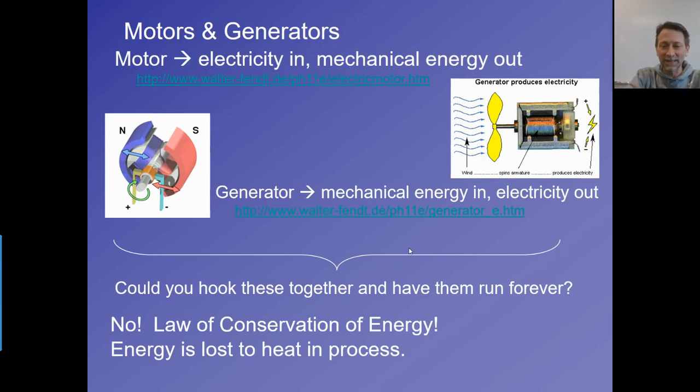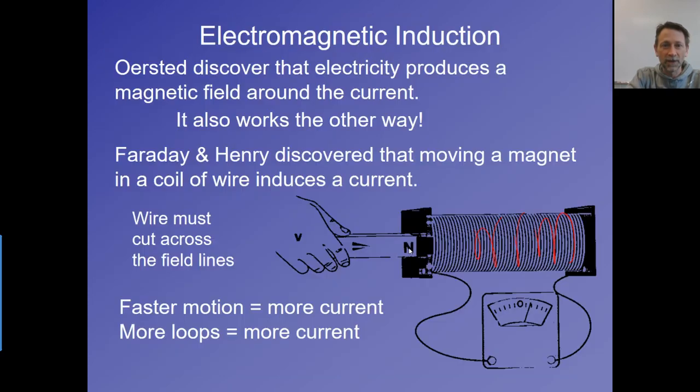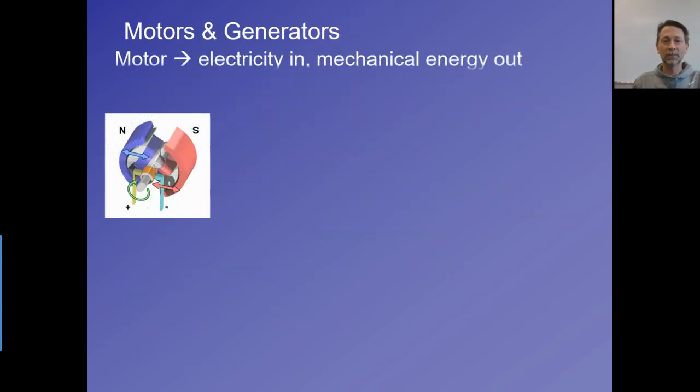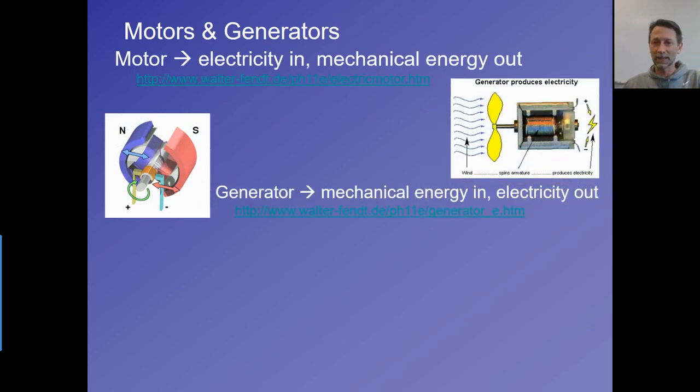So key ideas, we have Faraday's law, that is a current can be induced in a wire when there's a changing magnetic field, and that the faster the motion, the more current, and the more loops, the more current. That is described by this relationship here, and this E is really nothing more than the voltage. And then lastly, a motor has electricity that comes in and mechanical energy out, and a generator has mechanical energy in and electricity that comes out. And that, in a nutshell, is Faraday's law.